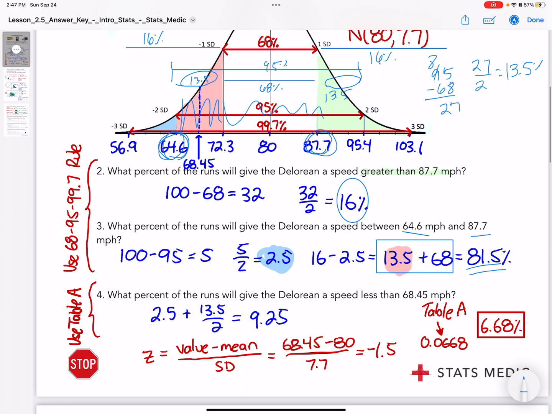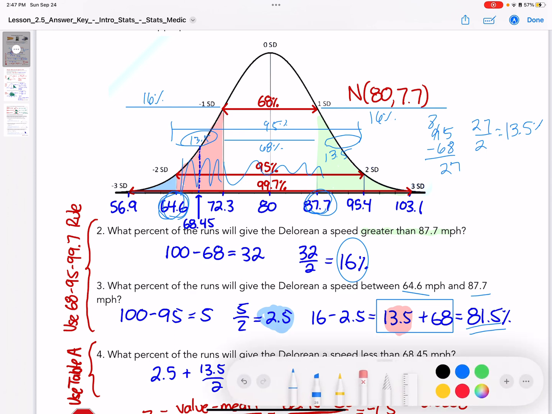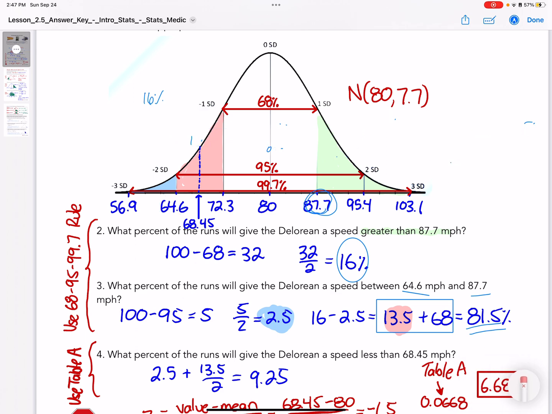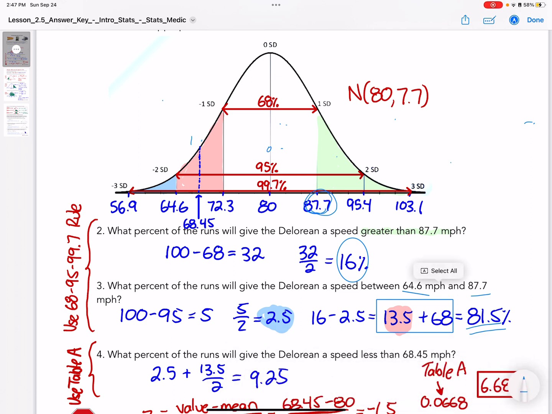Okay, what percent of runs will give the DeLorean speeds of less than 68.45? Well, you can see here in blue what someone attempted to do is to say, well, let's go ahead and look where everything is. 68.45 miles per hour is located smack dab in the middle of here.